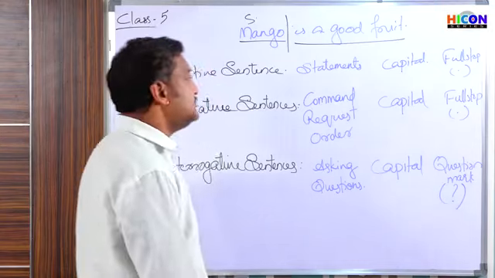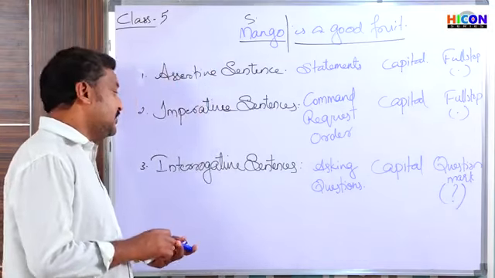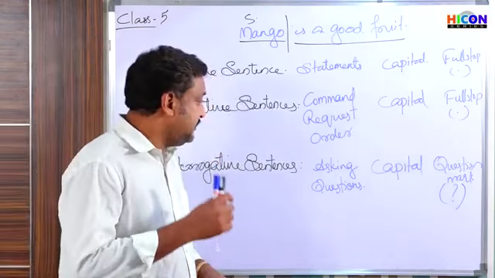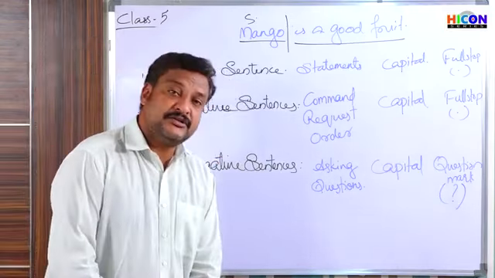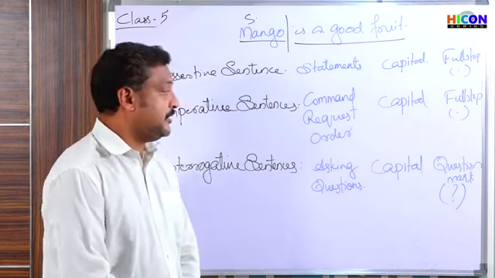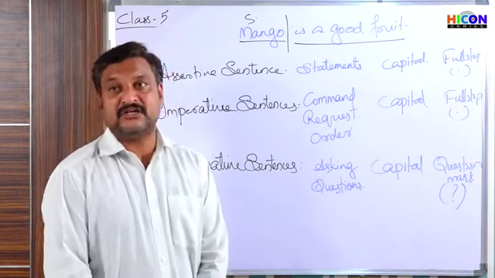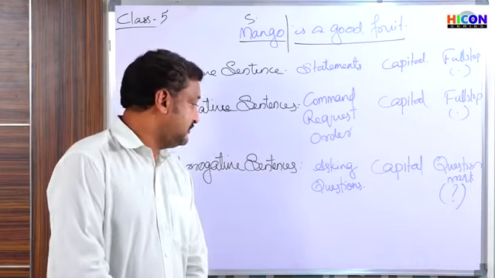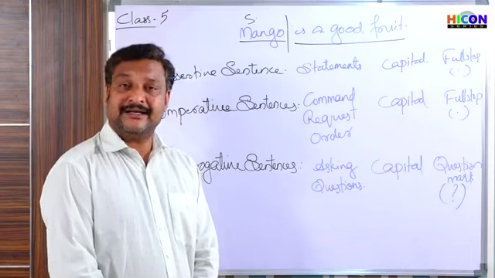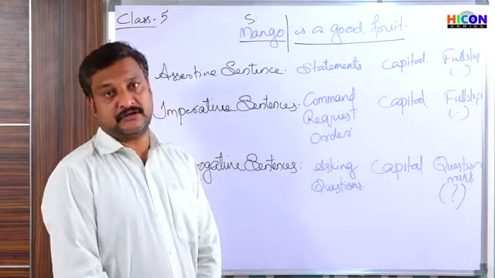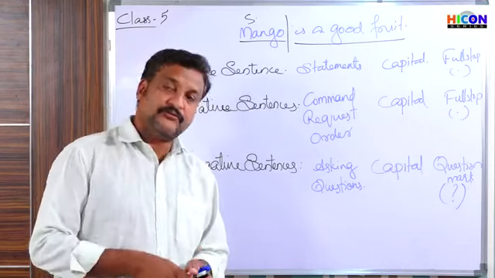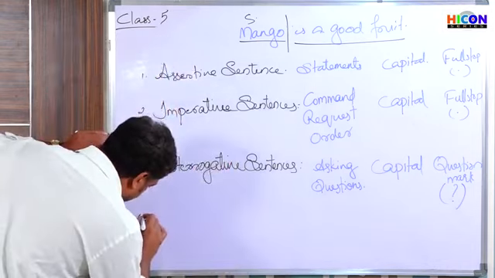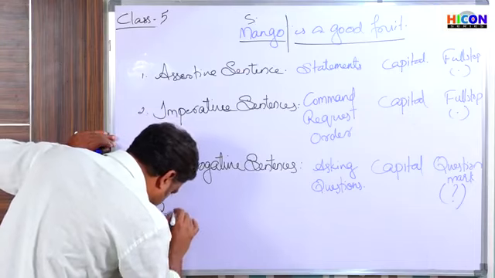So, the third type of sentence is interrogative sentences. They are used for asking questions, and they start with a capital letter and end with a question mark. Now, the fourth type of sentence is exclamatory sentences.